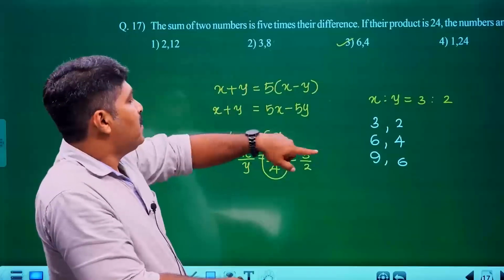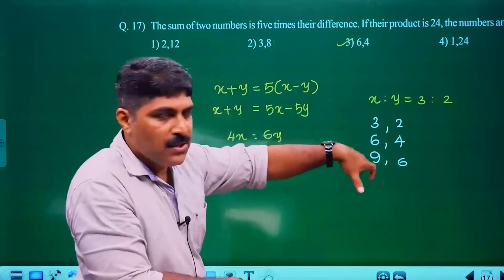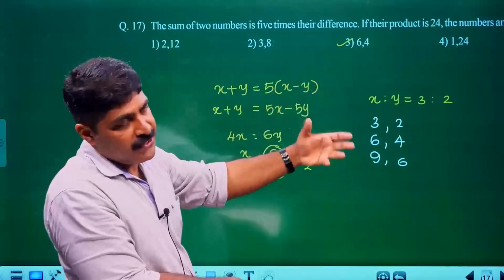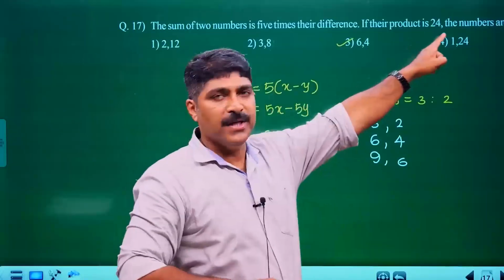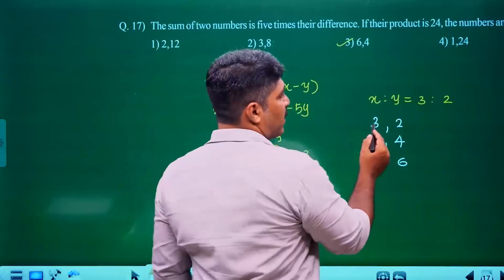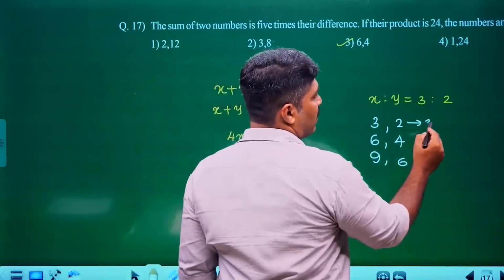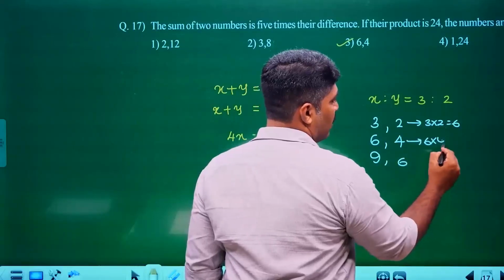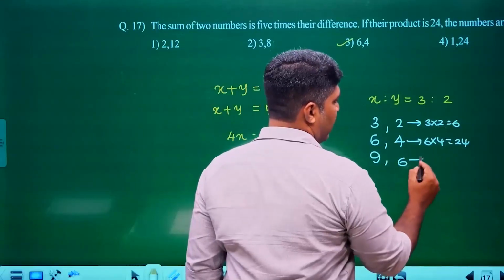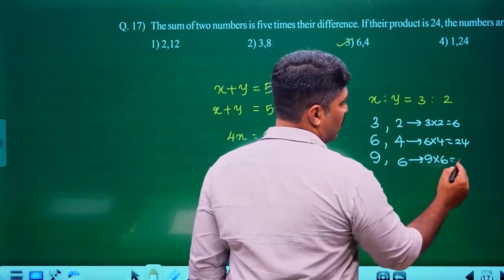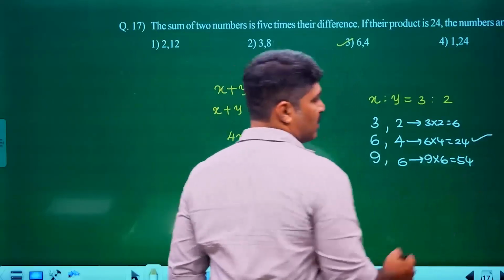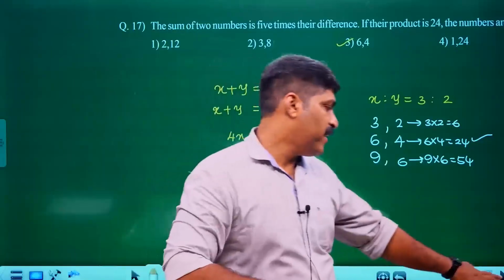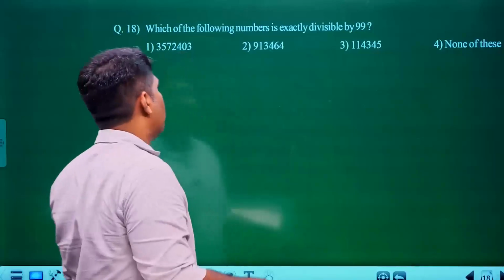If there are multiple possibilities like these three sets, for that purpose only we have to use the second condition. The product should be equal to 24. While we are considering this, the product is, here 3 into 2 is equal to 6. Here 6 into 4, that is 24. Here 9 into 6, that is 54. So therefore this is the answer. Clear? So actually, from the first type of operation itself, we can reach the conclusion. That's a tricky kind of approach.